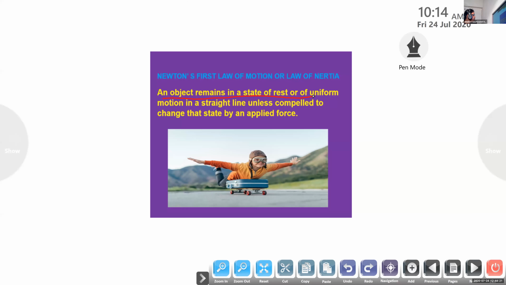An object remains in a state of rest or of uniform motion in a straight line unless compelled to change that state by an applied force. So this is Newton's first law. You can write it down. Newton's first law of motion, or the law of inertia. Inertia: an object remains in a state of rest or of uniform motion in a straight line unless compelled to change that state by an applied force.